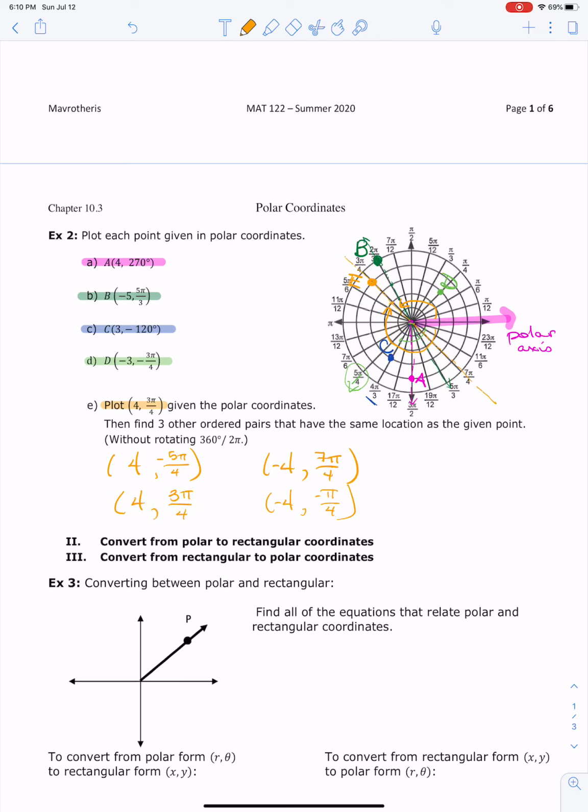So let's see if we can take a look at this. We've got positive r in two places with a negative and a positive angle. We've got negative r in two places with a negative and a positive angle. Okay, so this is where that unit circle and knowing those angles is going to be incredibly helpful.